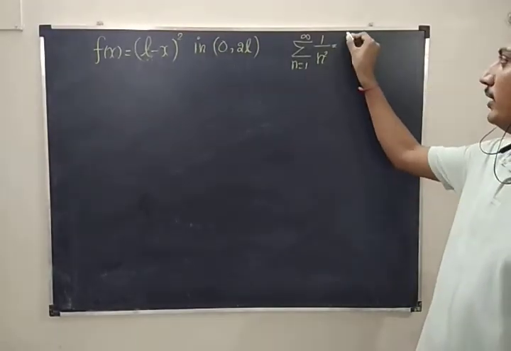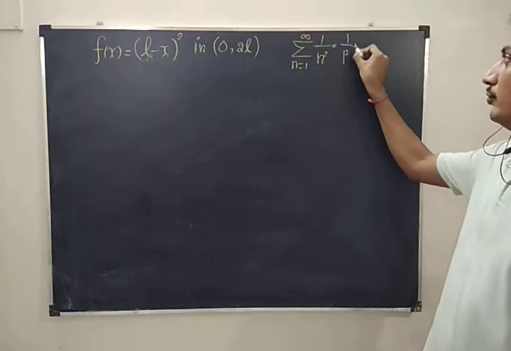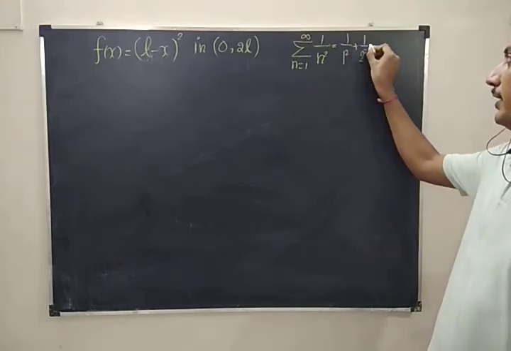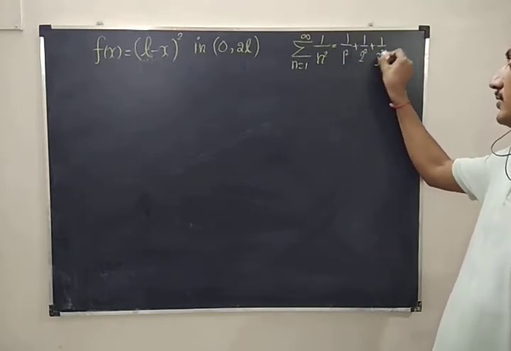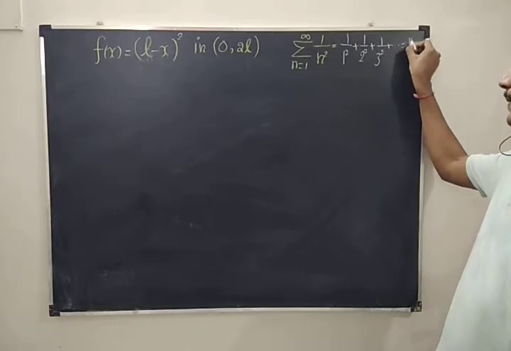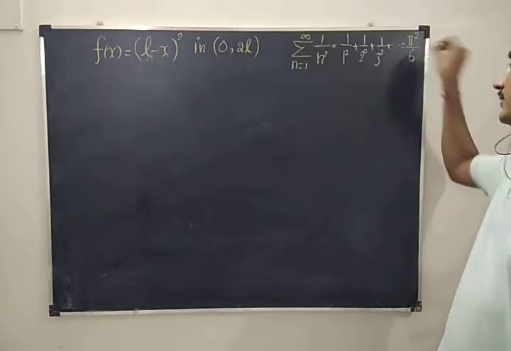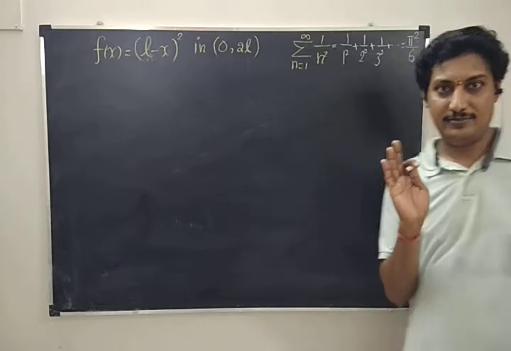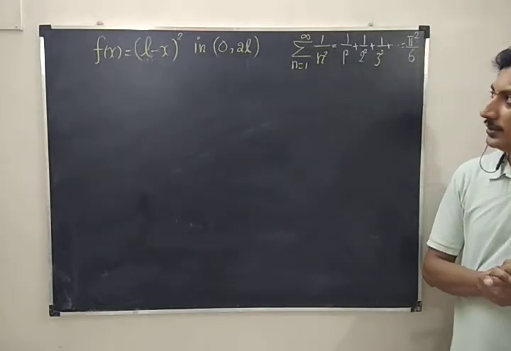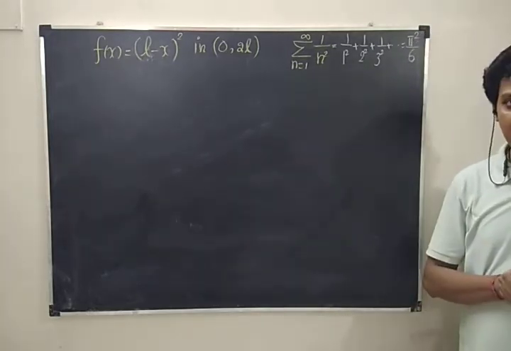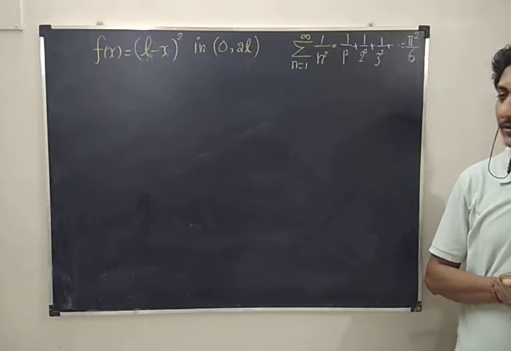By putting n equal to 1, we get 1 by 1 square. By putting n equal to 2, we get 1 by 2 square. By putting n equal to 3, we get 1 by 3 square. Probably the answer is pi squared by 6. Am I right, sir? So we know the answer somewhat, but something is new because of the L terms.